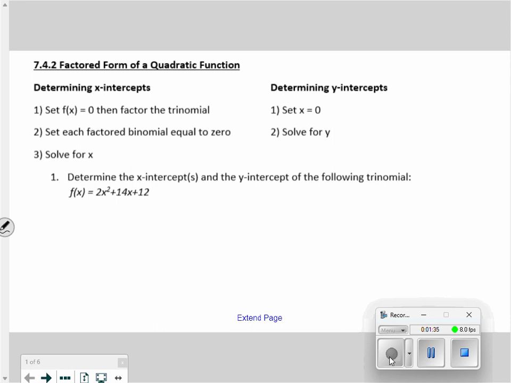If you didn't watch 7.4.1 at home, you might not need to because it is a review. However, we did go over a new method of solving. I don't know which ones you like better, but we'll go from there. We need to be able to factor for 7.4 and 7.5. If we can't factor, then this is really hard to do.